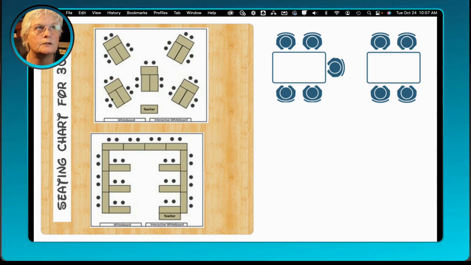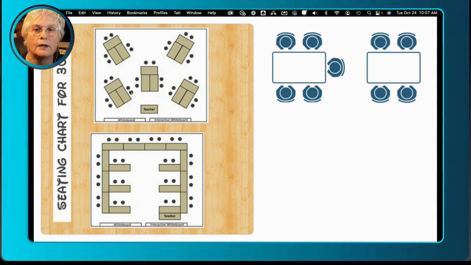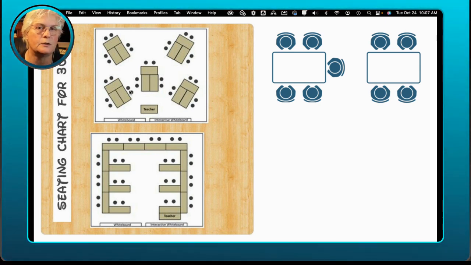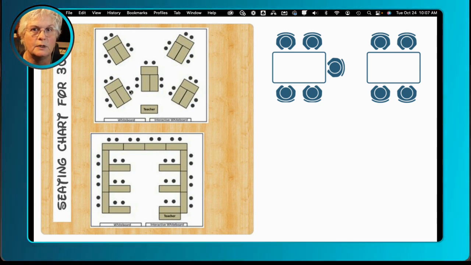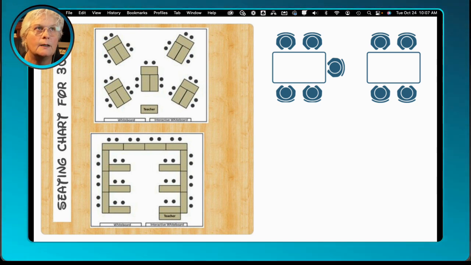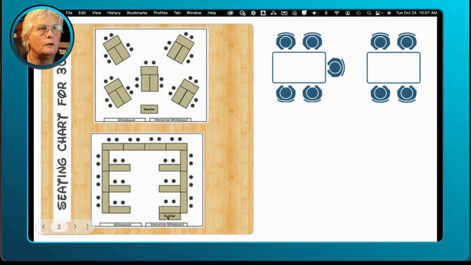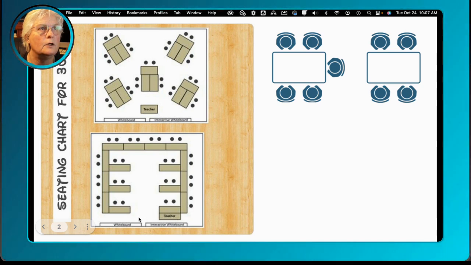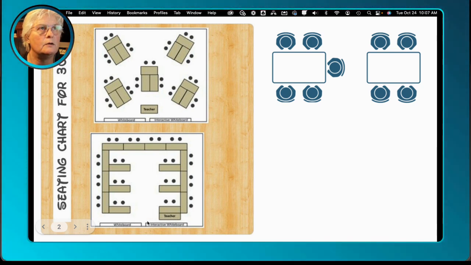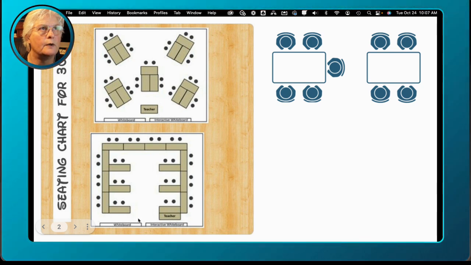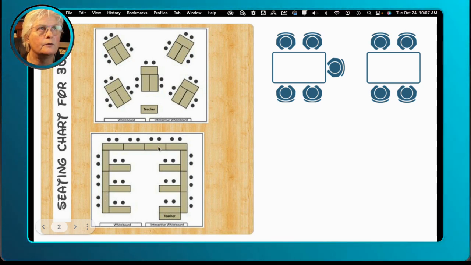So the idea is to seat them so that they can interact with each other and collaborate, but also be able to see the front of the classroom at the same time. In this model below, you could put the teacher here, you could put the television in the middle, this way students all around the room can see.